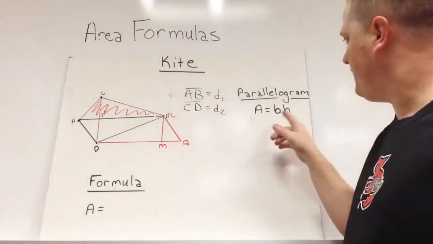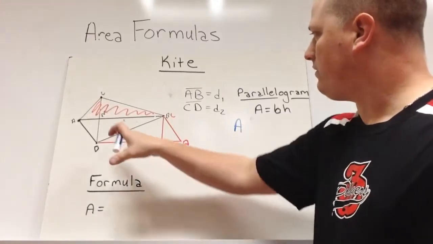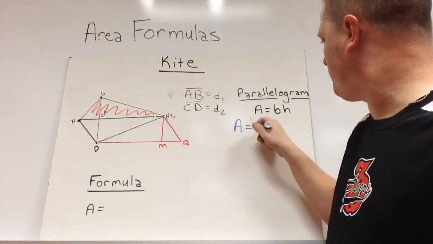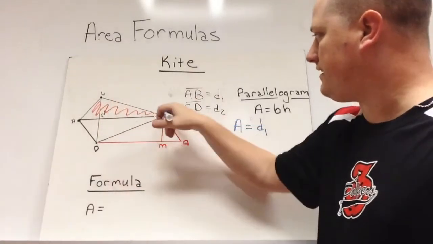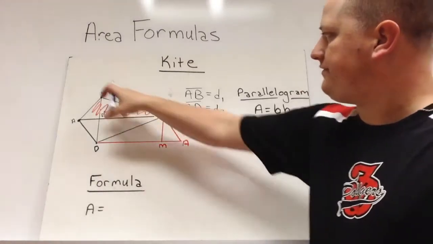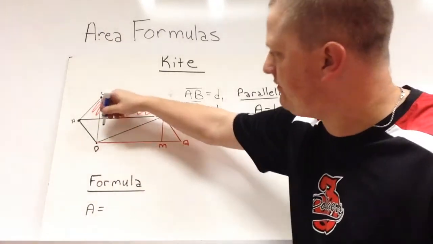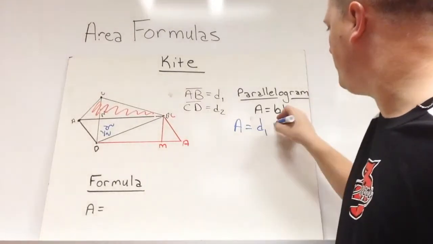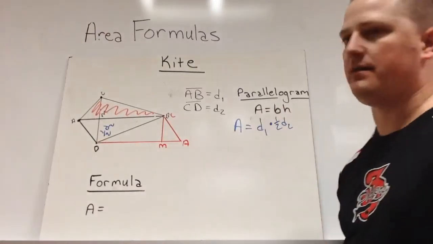This parallelogram is the base times the height again. So we need to put in what it is. Well, AB here is diagonal 1, so that's our base. So this right here, AB, is D1. That's our base. And our height is actually this DM or CM. Well, CD was the full diagonal, so it's actually half of D2. So times 1/2 D2, and that makes our parallelogram.